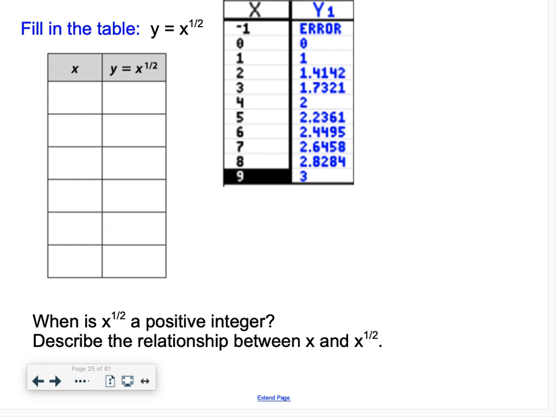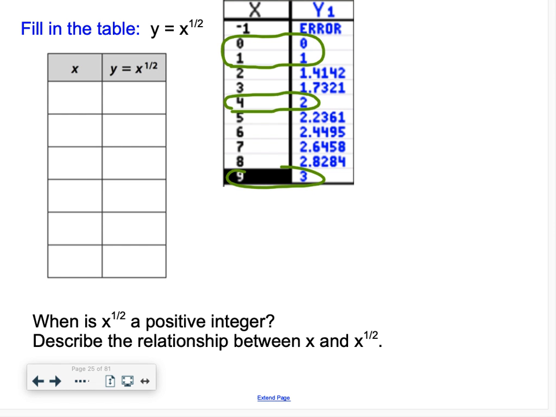Take a look at that. Why am I getting the error when I put -1 in for x? Why am I only getting nice integers at 0, 1, 4, and 9? There's some pretty nice integers right here, and here, and here. So those are interesting. So just pause the video, take a moment to kind of make a correlation between those x values and when you raise it to a power of 1/2.